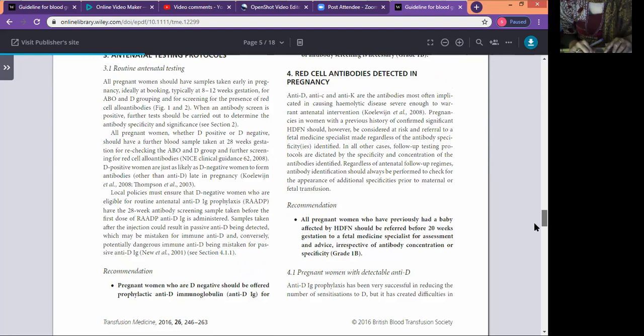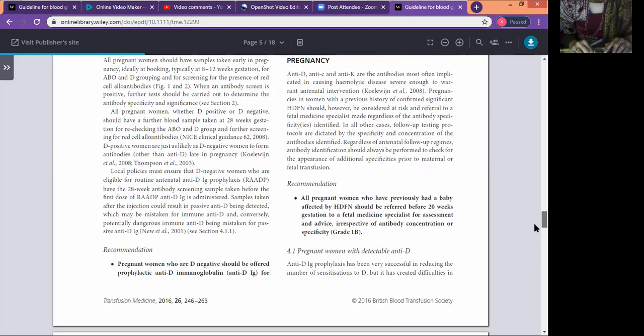So for red cell antibodies, when these antibodies are reported, we need to take into account the time period at which they are reported. Basically at booking and at 28 weeks, we need to get this antibody testing done. But women who have had a previous history of a baby affected by HDFN should be referred before 20 weeks of gestation to a fetal medicine specialist.